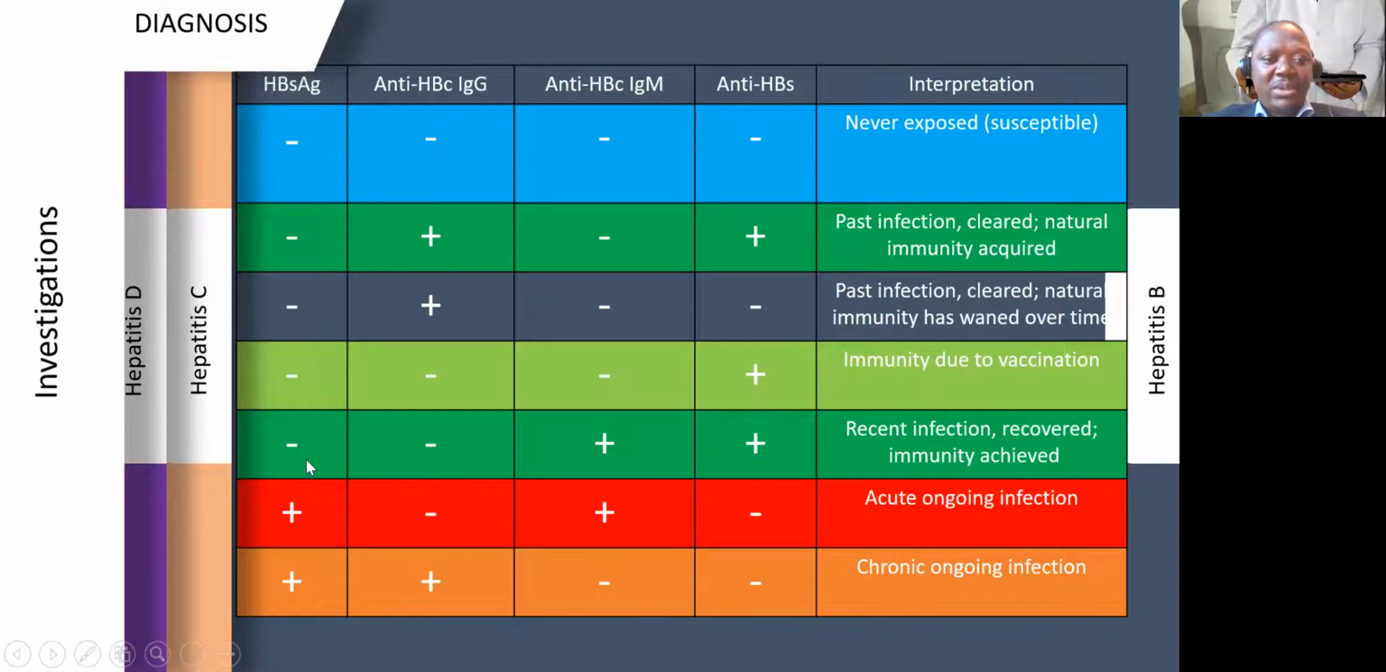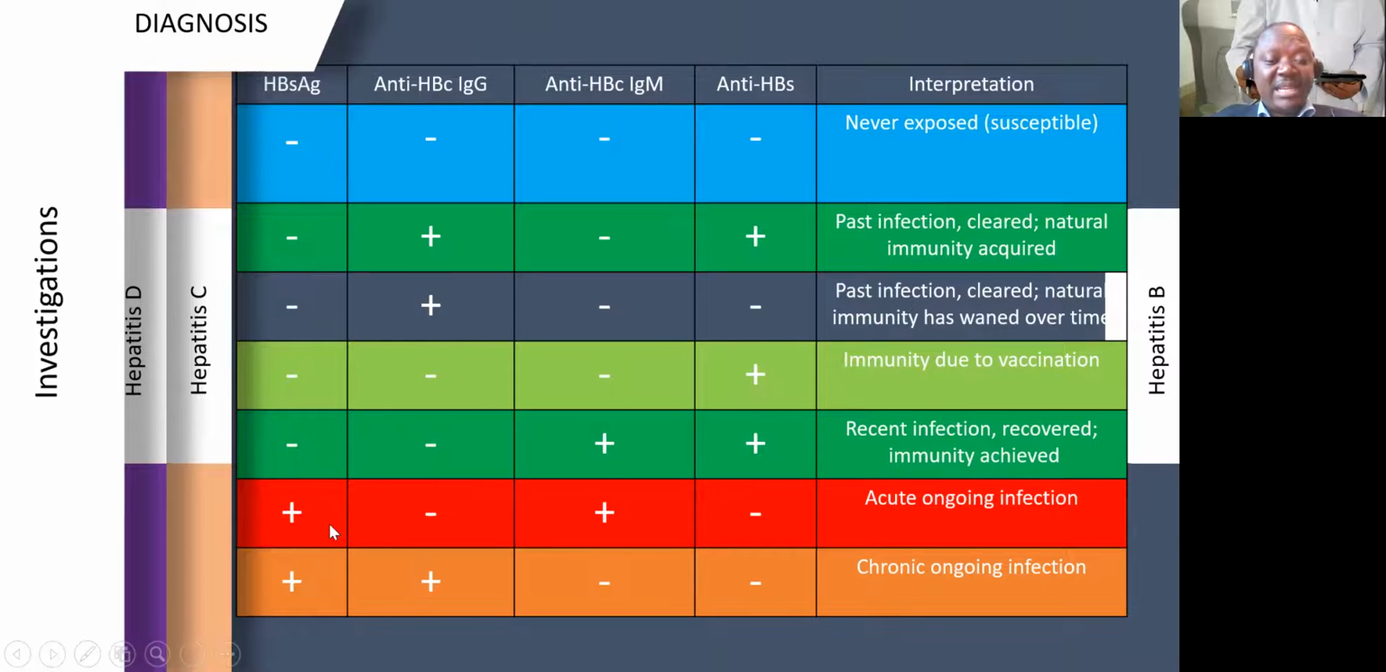The other line here talks about when the surface antigen is negative and the anti-core antibodies, the IgM in particular, is present, but the IgG is negative, then you're dealing with a recent infection, recovered. For example, when we talked about acute viral hepatitis, by month 6, if you can do that and find that the person has these parameters, then they have just recovered from acute infection.